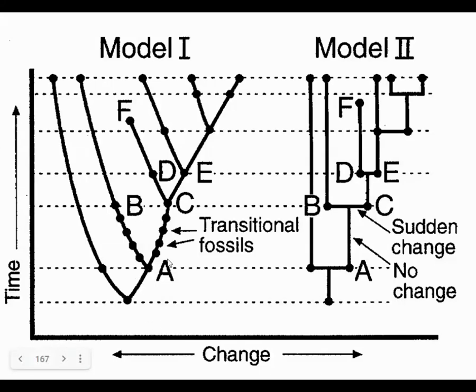Same thing with model 1. For example, you have this dot labeled A, and then you have B and C up here. They are different species, even though they exist at the same time, but they evolved from the same common ancestor. And that's how you're going to see how closely related organisms are.